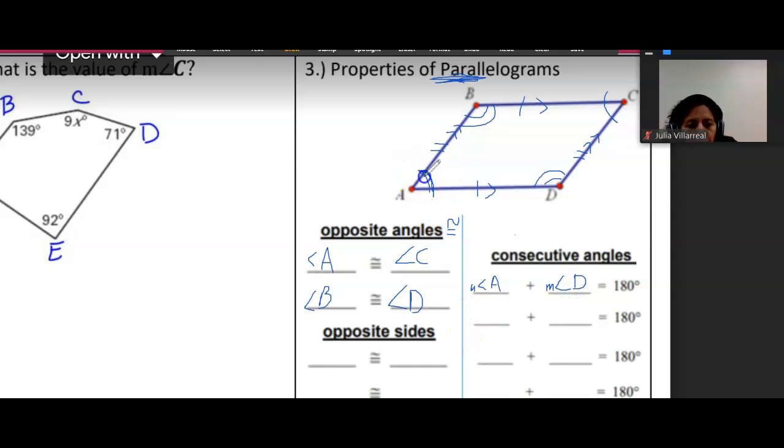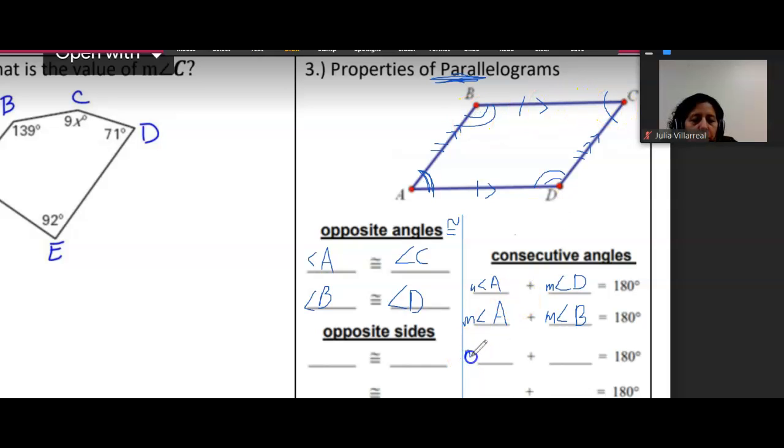Also, who else comes after A? B. So the measure of angle A plus the measure of angle B, this little m stands for measure, also equals 180. Okay, now let's try C. So which angle is consecutive to angle C? Angle B. So B plus C.